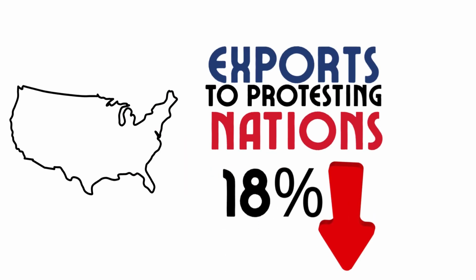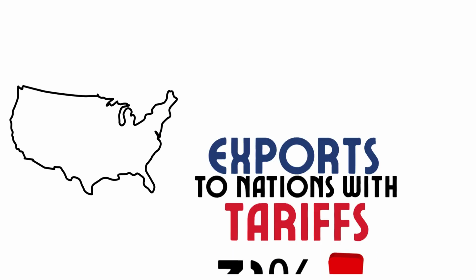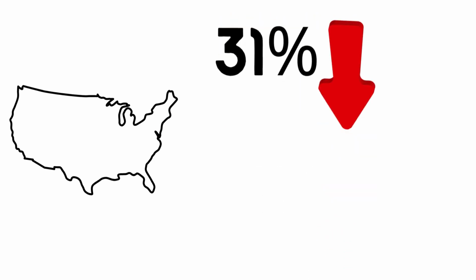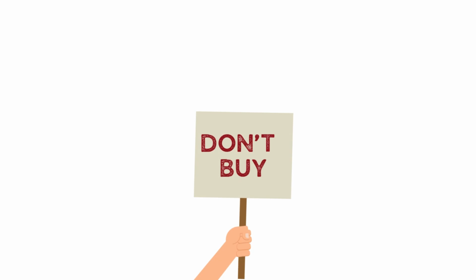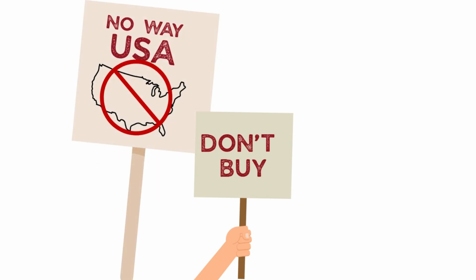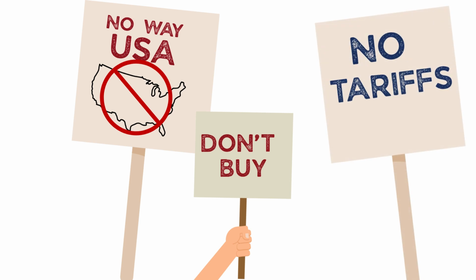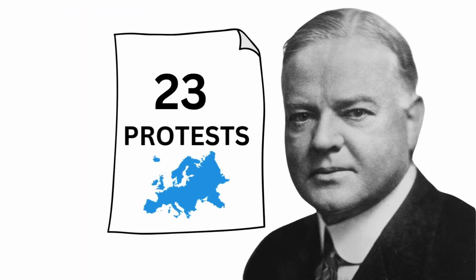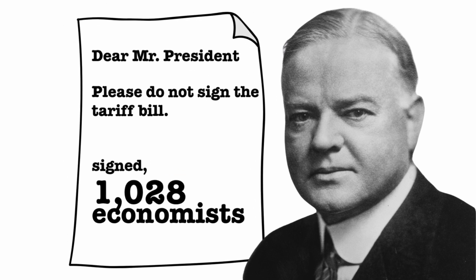American exports to the protesters fell by 18%, and exports to those which retaliated with their own tariffs fell by 31%. In May 1929, a year before the tariff became law, boycotts broke out and foreign governments moved to increase rates against American products in response to this proposed tariff. Hoover's administration had received protest notes from 23 trading partners, but ignored the threats of retaliatory tariffs.